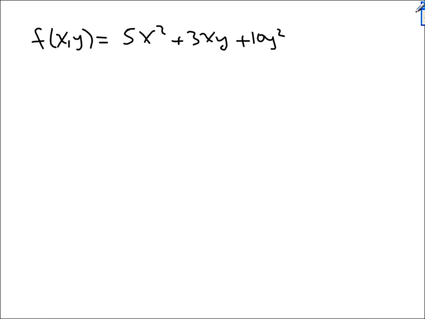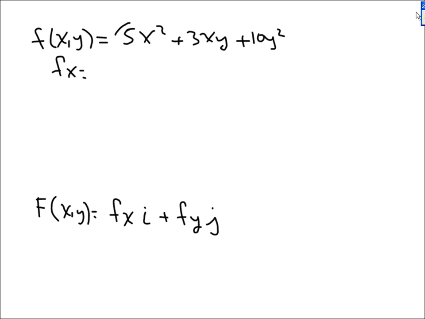Now we want to calculate the gradient. So you're given a function, 5x squared plus 3xy plus 10y squared. You have to remember the gradient, in this case of f of x, y, represented by big F, is the partial of little f with respect to x times i plus the partial of little f with respect to y times j. Of f sub x, that will be 10x. 3y is a constant times x. The partial will be 3y. That's a constant, so its partial will be 0.